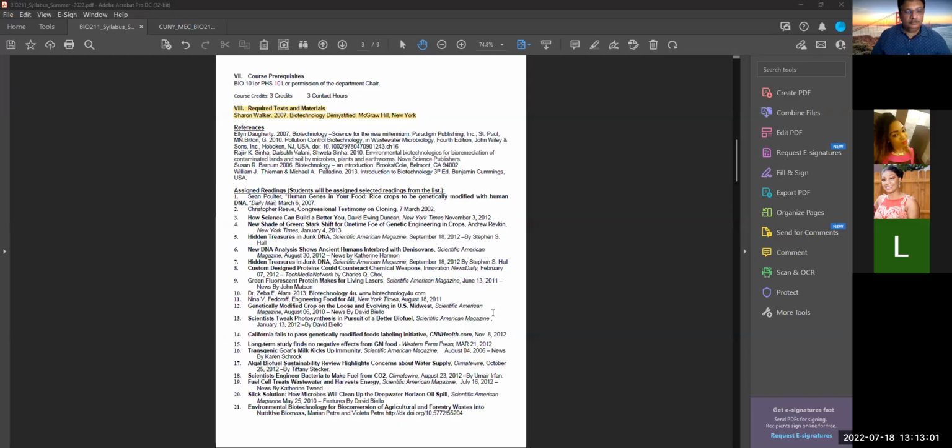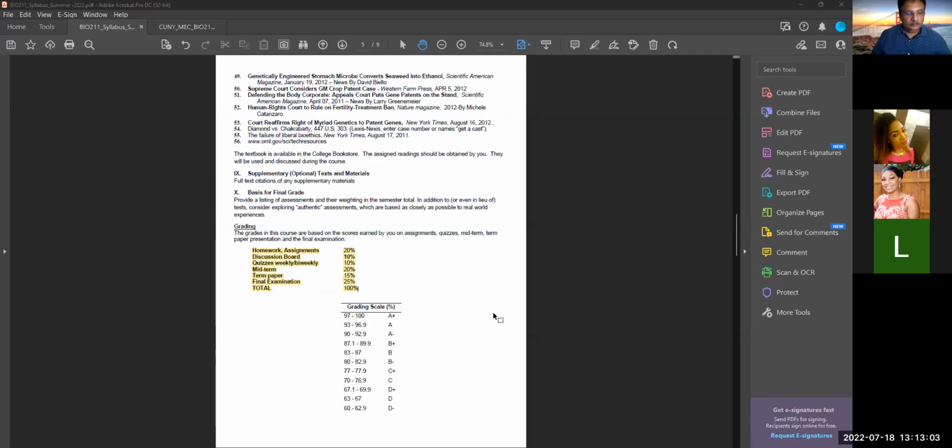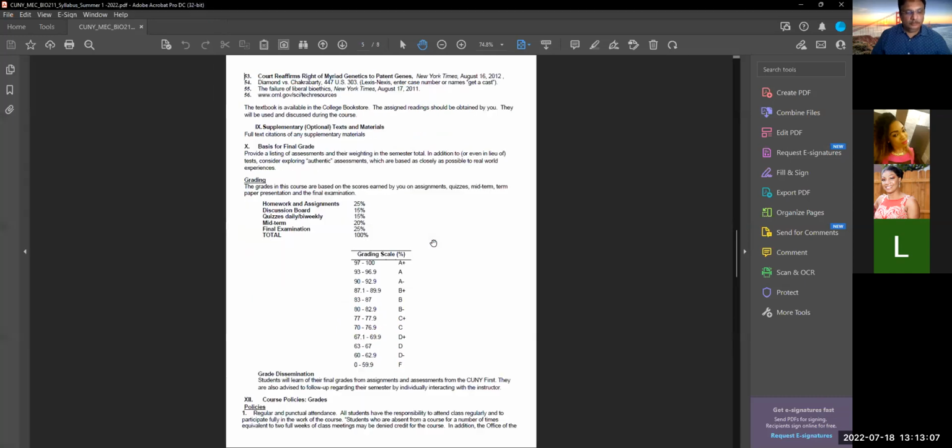So we were talking about the grading, and by mistake I had shown you the grading from the fall or spring semester. This is for summer and winter semesters. So homework and assignments would amount to 25%.